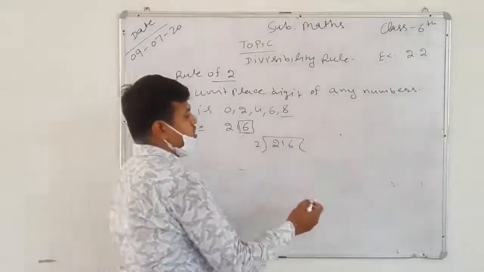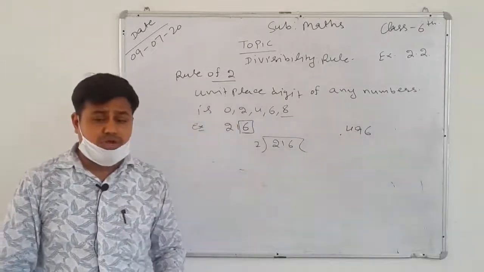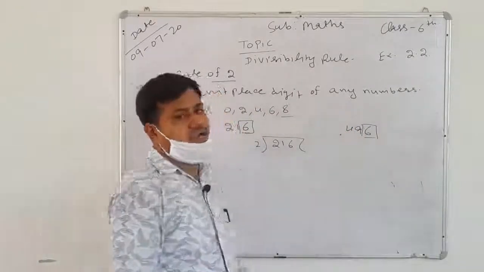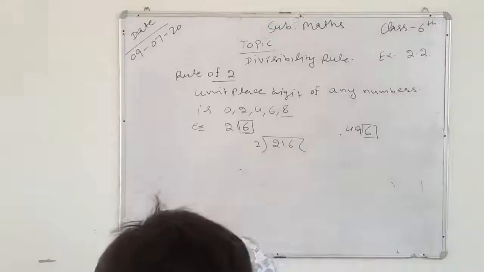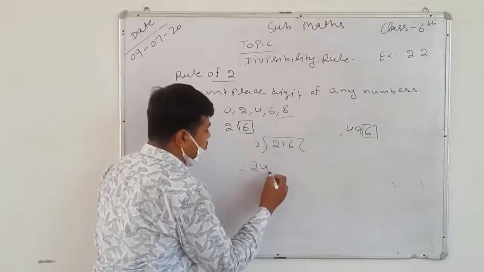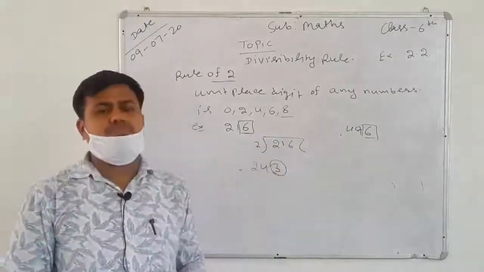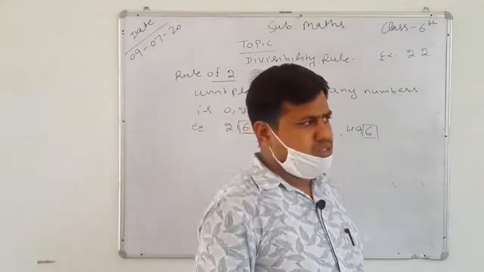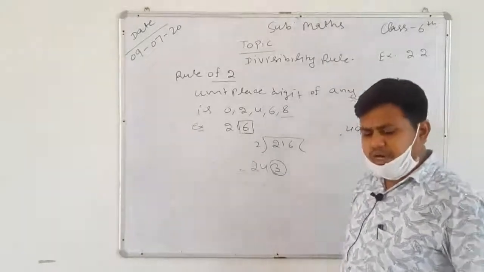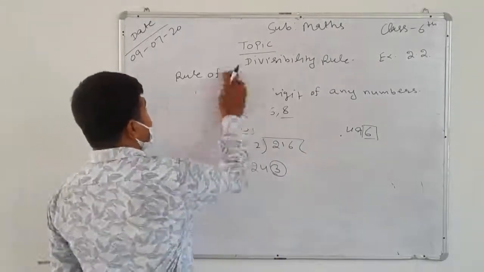If we choose any number like 496, is it divisible by 2 or not? How can we check? How can we test? The unit place digit of 496 is 6, so it is divisible by 2. Let's take another example, 243. We know that 3 is an odd number, so it is not divisible by 2. Therefore 243 is not divisible by 2. So this is the divisibility rule of 2. I hope you understand.